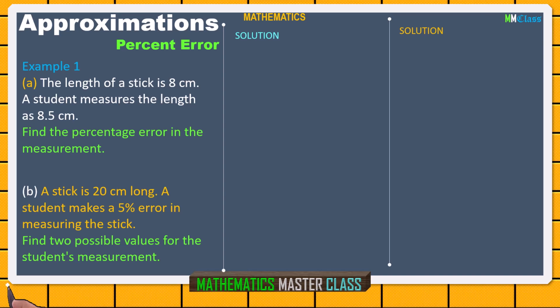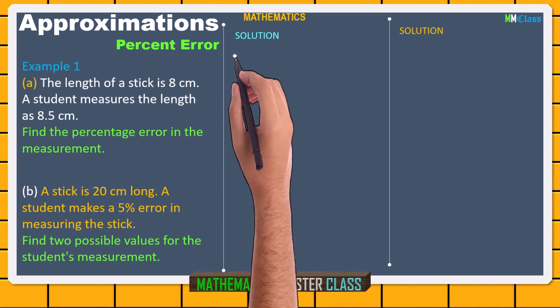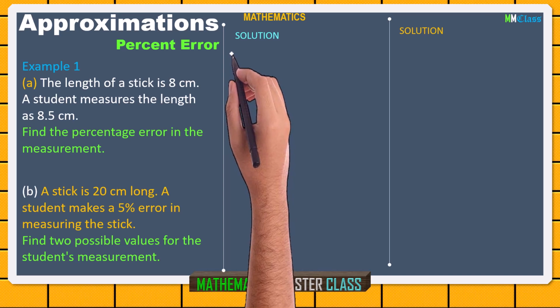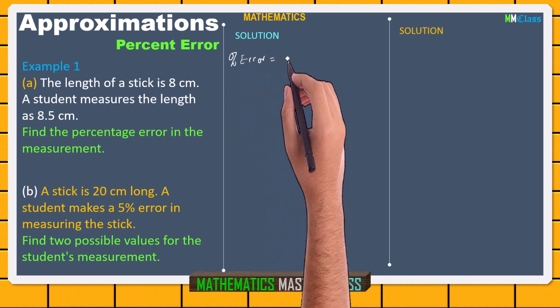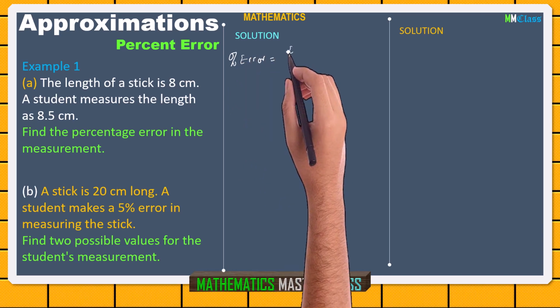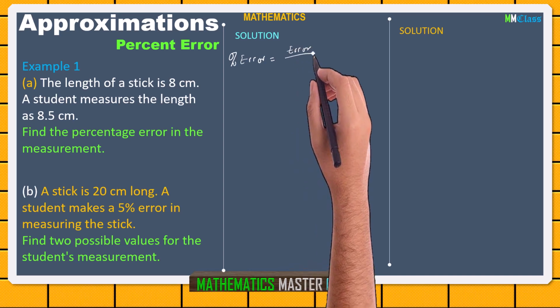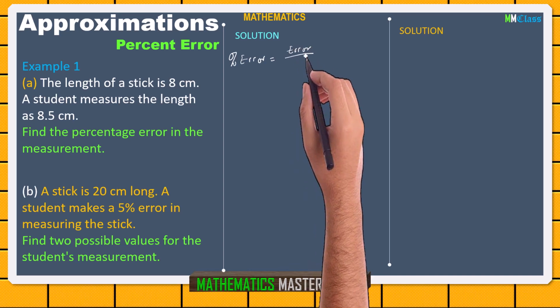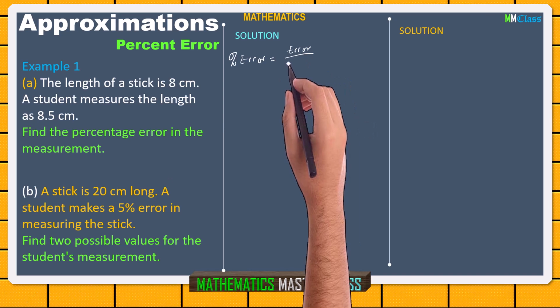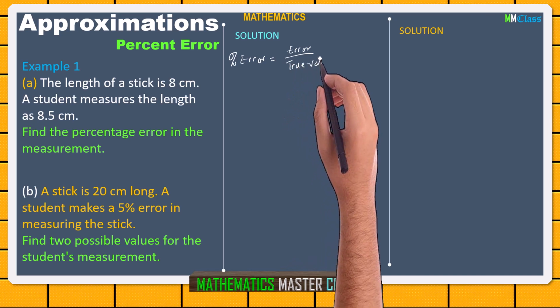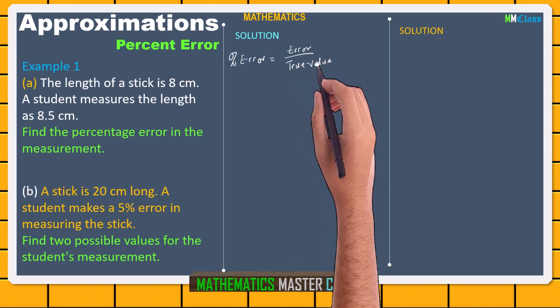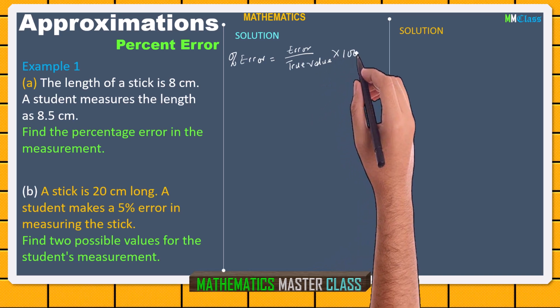Now, we are going to first of all quote our formula that says that percentage error is equals to error over. Now in this situation, we have the length of the stick as 8 centimeters. That is the true value. True value times 100%.